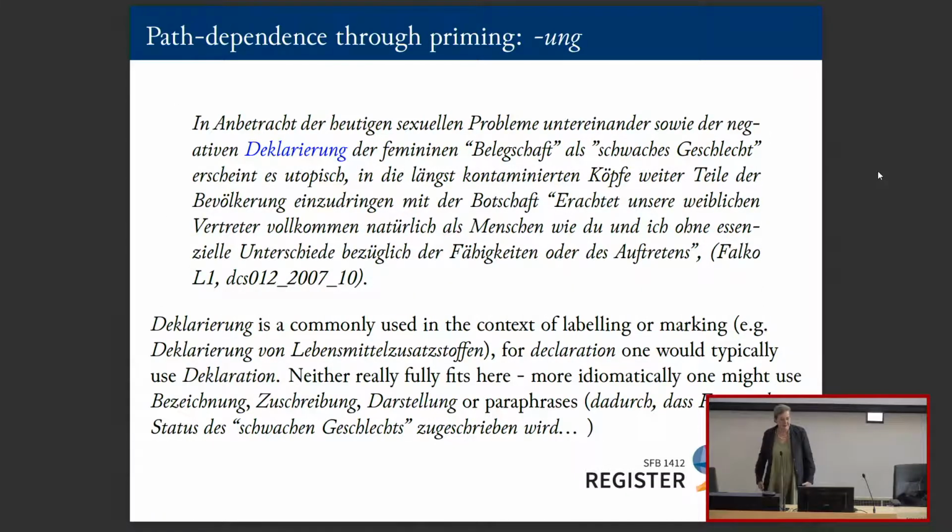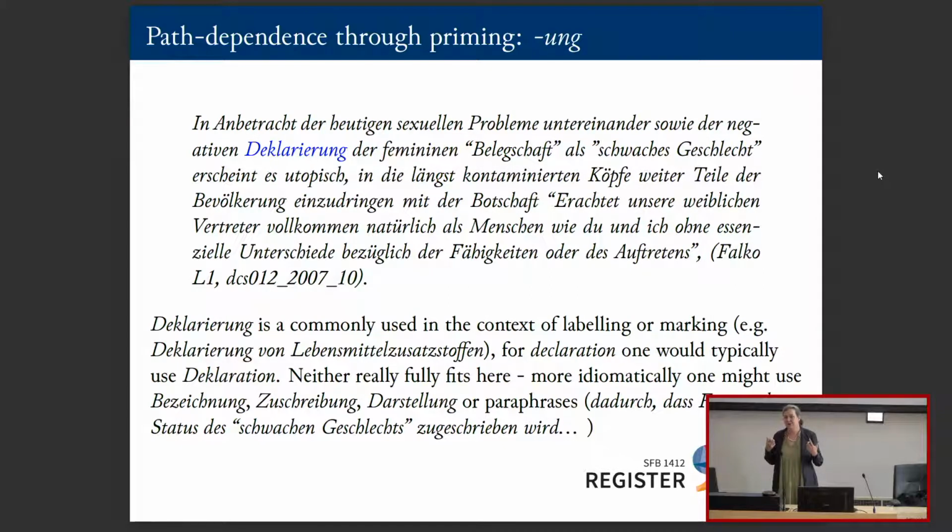And now we come back to the Deklarierung, the example that I've shown you before. In Anbetracht der heutigen sexuellen Probleme untereinander sowie der negativen Deklarierung der femininen Belegschaft als schwaches Geschlecht, and so on. So you have Deklarierung. Deklarierung is a possible word. Yeah? It's used in the context of labeling or marketing. So you have a Deklarierung of ingredients in some food that you buy. But here, that context should have used Deklaration. Or, more appropriately, something lexically completely different, that is Zuschreibung, Darstellung, and so on. Whatever you do, it's not the appropriate word.